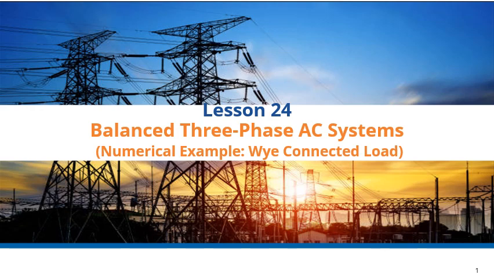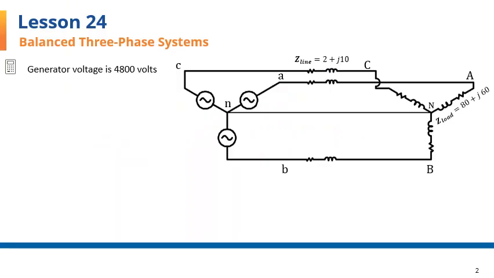In this lesson, I will work through a numerical example of a balanced three-phase system consisting of a generator, a wye-connected impedance load, and the connecting lines. In the next lesson, I'll show an example that features a delta-connected load. Since there is not enough space on the slides for both the statement of the problem and the lines of solution, I'll state the questions of this example verbally.